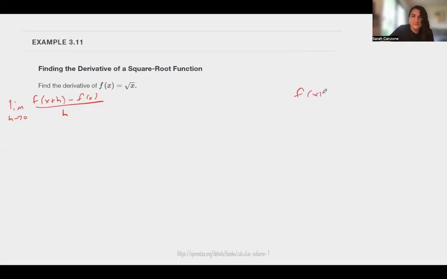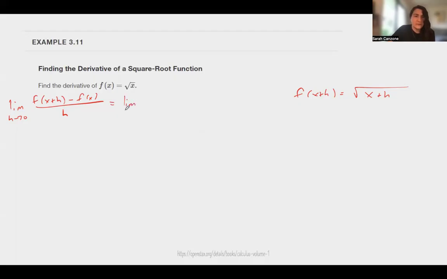So f of x plus h equals, well, when you see anything in the parentheses, you just plug that in anywhere you see a variable. Well, the variable's only under the square root. So we have a square root of x plus h. And there's actually nothing we have to do. Yesterday, we were doing a lot of distributing. We FOILed a whole bunch. There's nothing we can do with this. So we can go ahead and just plug this right in.